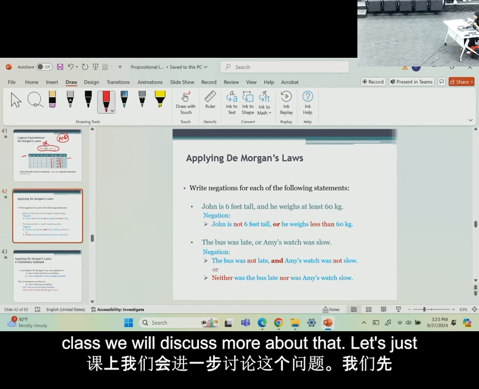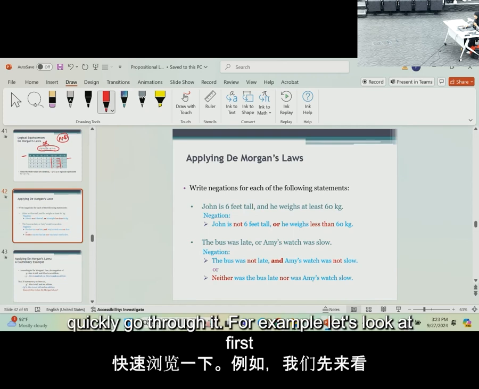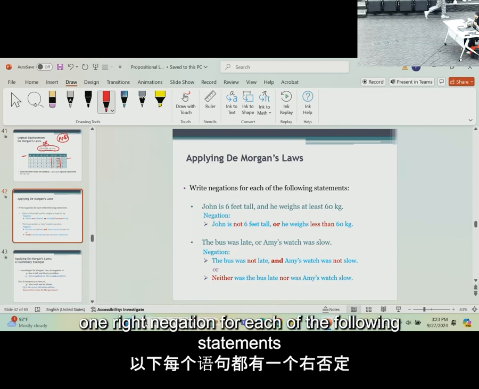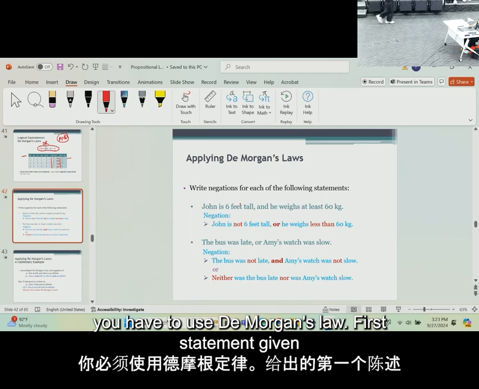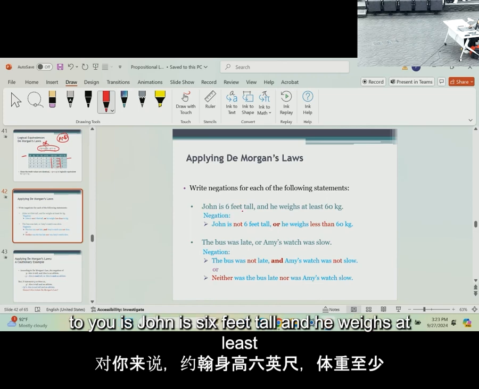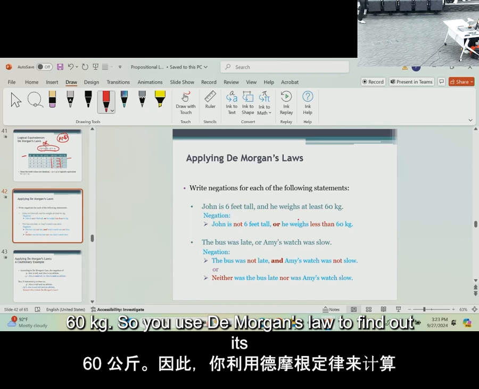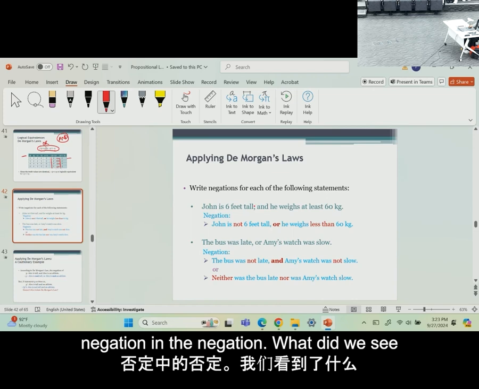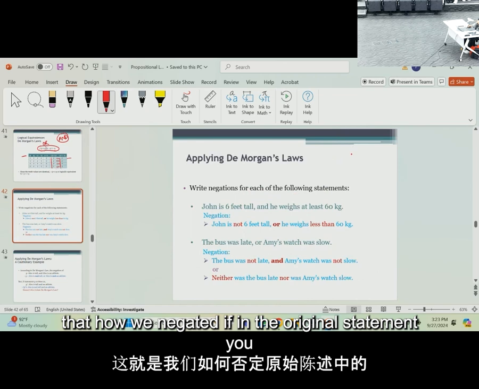Let's quickly go through it. For example, let's look at the first one. Write the negation for each of the following statements. You have to use De Morgan's law. The first statement given to you is: John is 6 feet tall and he weighs at least 60 kg. So you use De Morgan's law to find its negation. How do we negate it?